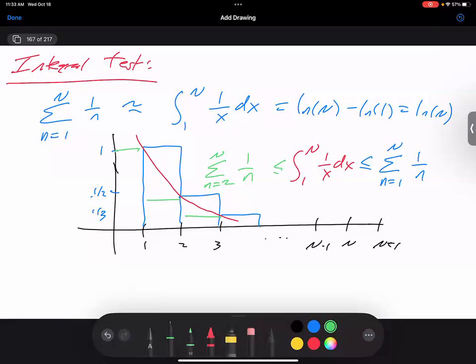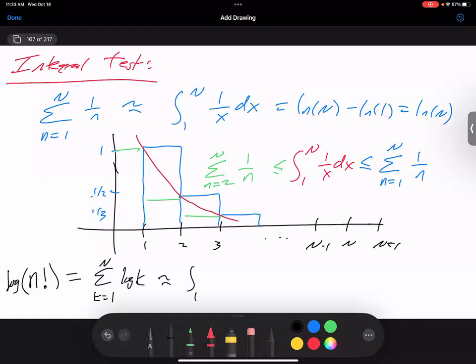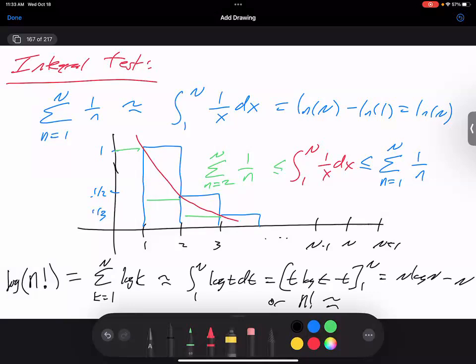You can use this to get Stirling's formula by doing the integral test. If I give you n factorial, what should be your first thought when you see n factorial? Take the log. And you get the log of n factorial would be the sum, k goes from 1 to n, of the log of k, which then would be approximately the integral from 1 to n of the log of t dt. And that's t log t minus t as my antiderivative at 1 and n. And that will give me n log n minus n as my main term. Or n factorial is about e to the n log n minus n.